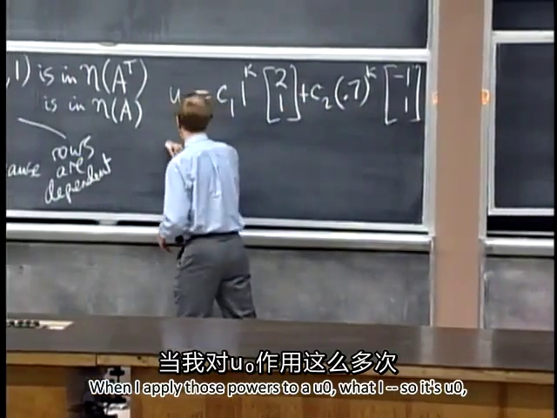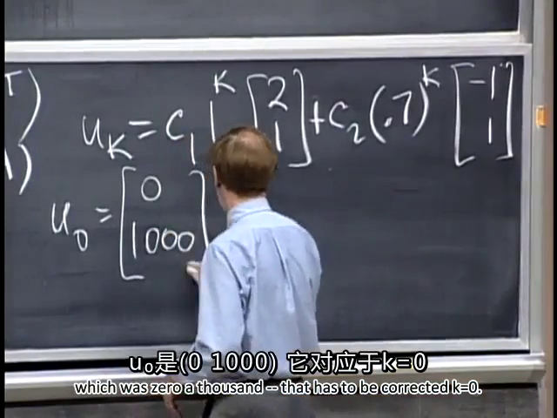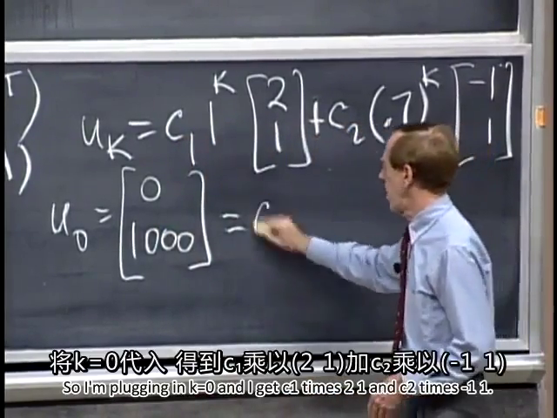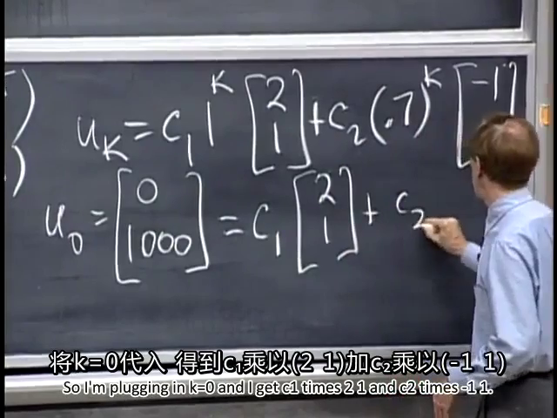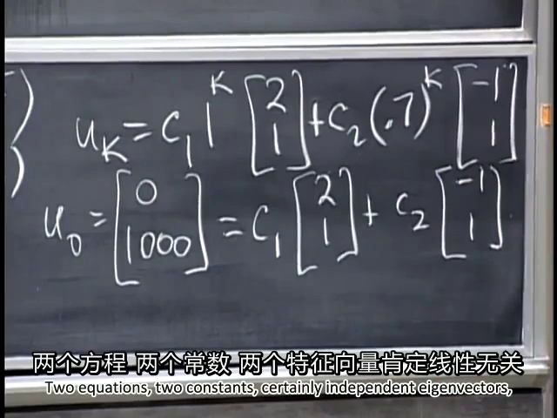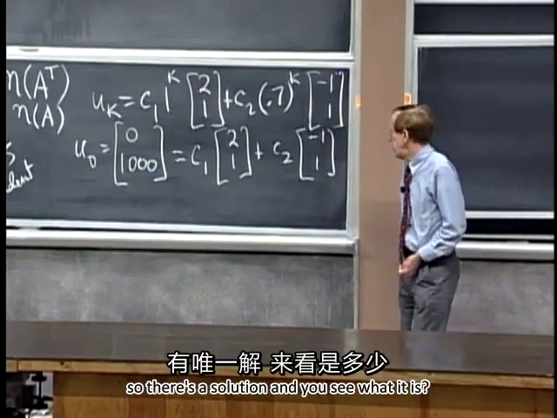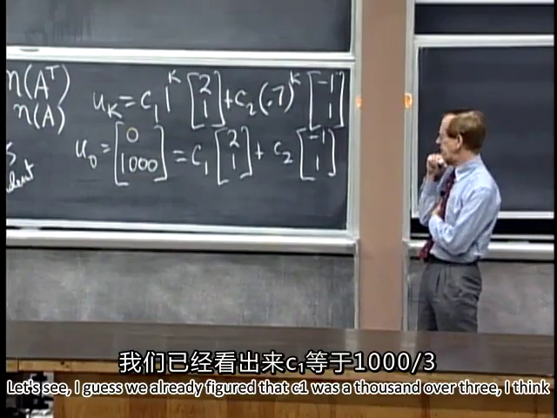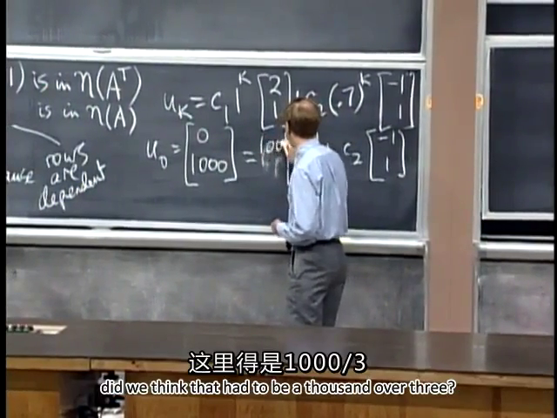so it's U0, which was 0, 1,000. That has to be correct at k equals 0. So I'm plugging in k equals 0, and I get C1 times 2, 1, and C2 times minus 1, 1. 2 equations, 2 constants, certainly independent eigenvectors. So there's a solution, and do you see what it is? Let's see, I guess we already figured that C1 was 1,000 over 3, I think. Did we think that had to be 1,000 over 3?